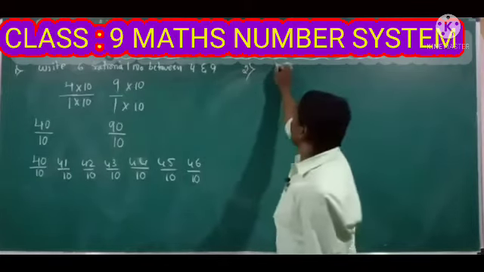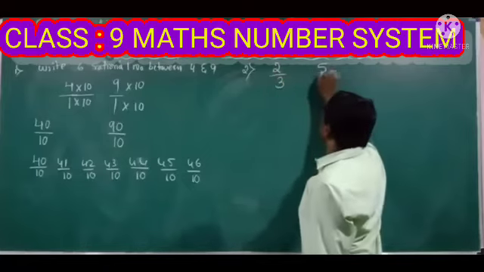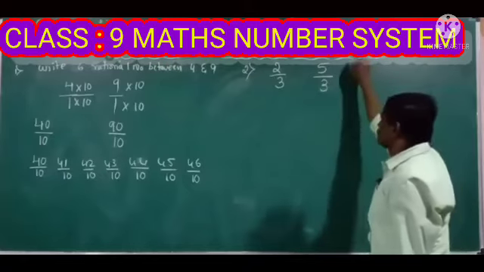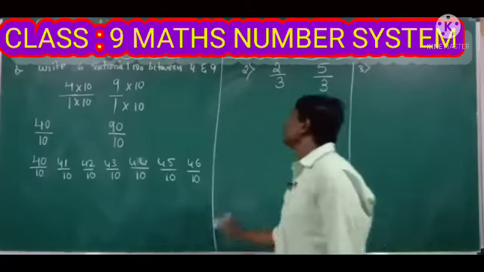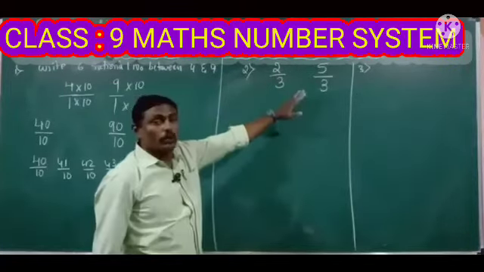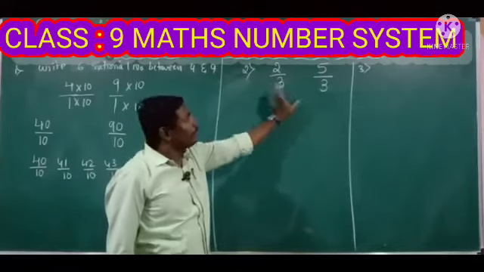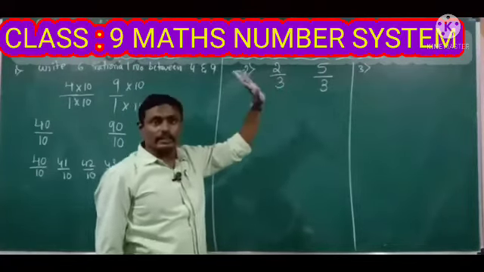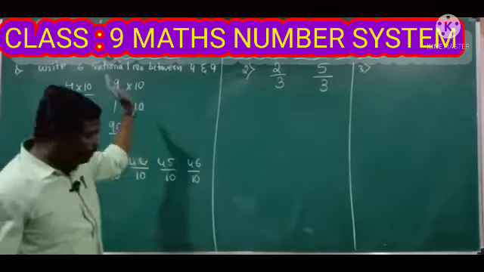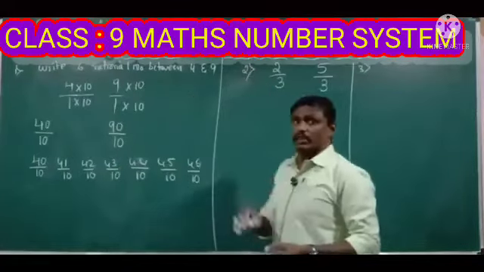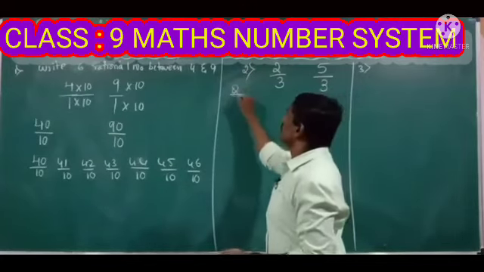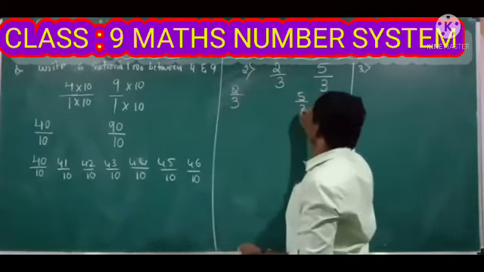Write the rational numbers between 2 by 3 and 5 by 3. 2 by 3 and 5 by 3. Just observe the given fractions. What are the given rational numbers here? 2 by 3 and 5 by 3. In the place of denominator, the values are the same, 3 and 3. In these types, we just apply the same method, in this rational number also. The first one is 2 by 3 and the second one is 5 by 3.